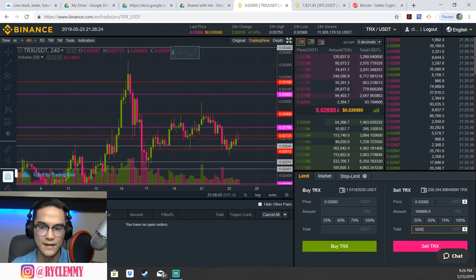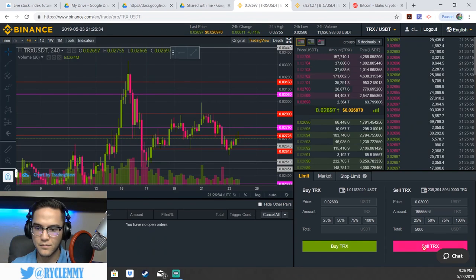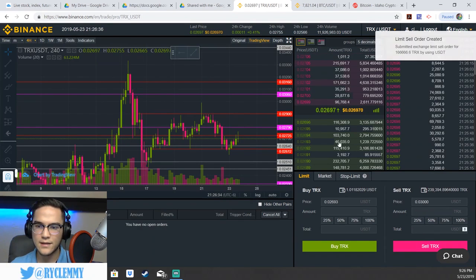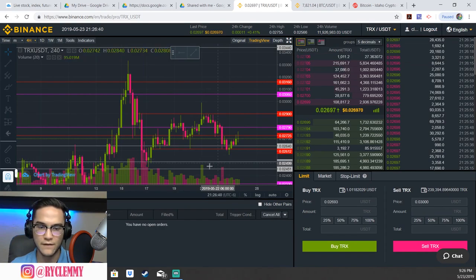So I set my price at 3 cents, which again is just saying that I do not want to sell my Tron for any less than 3 cents. So I'd hit sell. And obviously because the market price isn't at 3 cents, that order's not going to fill. It's going to show up here in your open orders tab once I hit refresh.